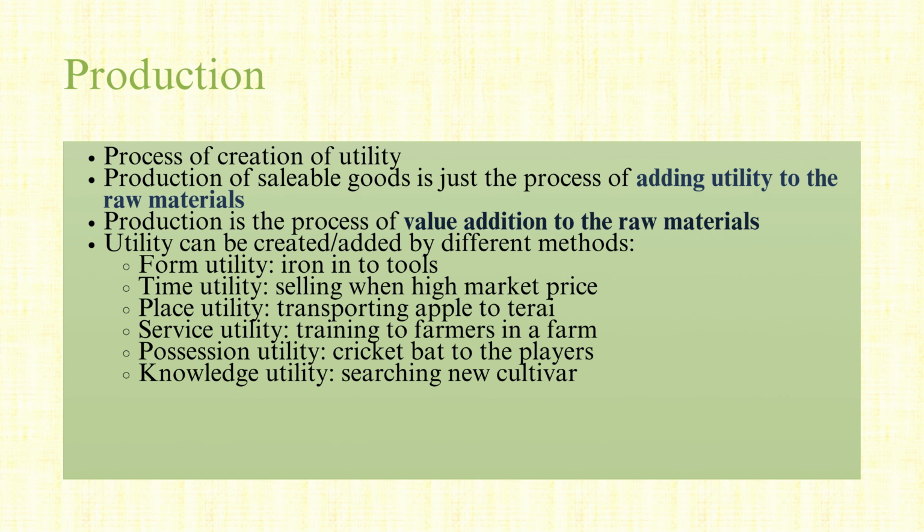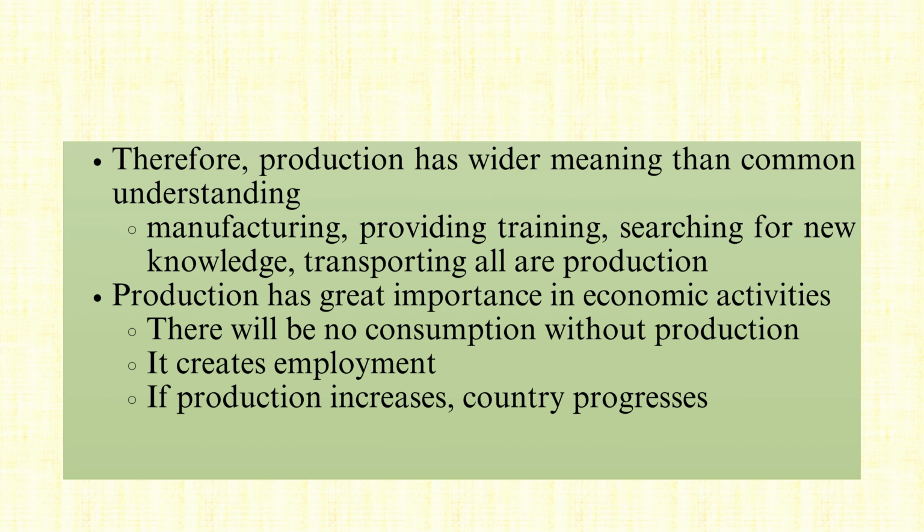Let me share a quick story. There was a farmer who took raw bamboo, a raw material with limited utility, and turned it into bamboo mats, adding form utility. He then transported these mats to a city where there was high demand, adding place utility. By selling them during a local festival when the demand was highest, adding time utility, he was able to increase the value of his product significantly.